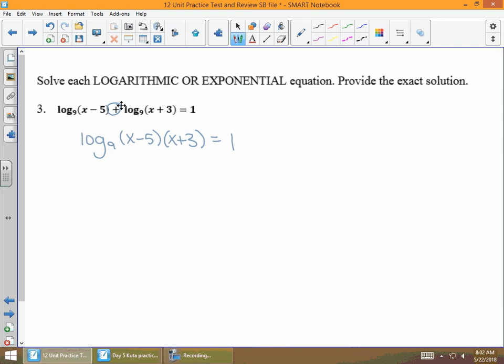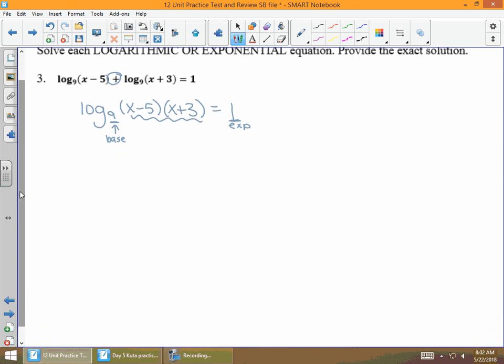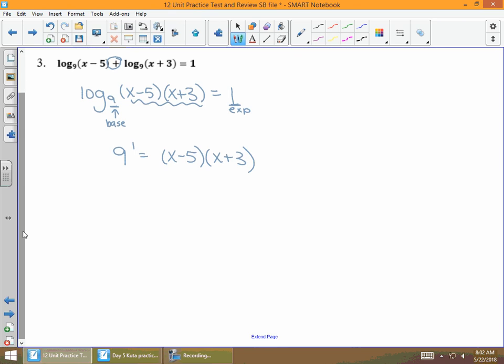And then, since we only have a single logarithm, we have to use the exponential in order to solve. Our base is 9. Our exponent is 1, and it's equal to this mess over here. So that's how you undo the logarithm. 9 to the first equals x minus 5 times x plus 3. And now it's an algebra 2 problem. You've got to undo that logarithm in order to solve for x.